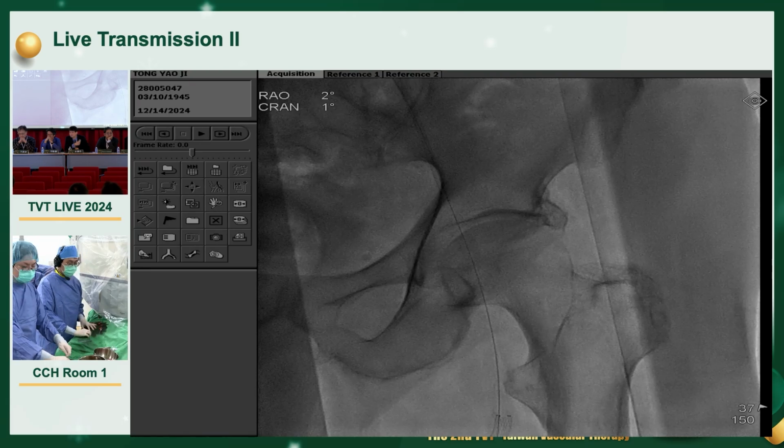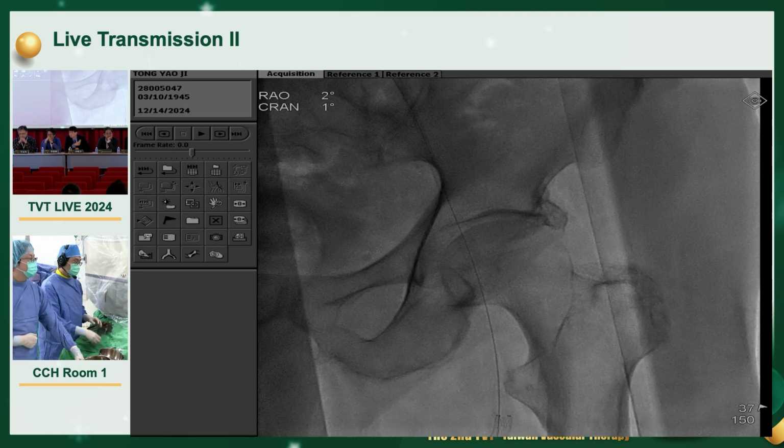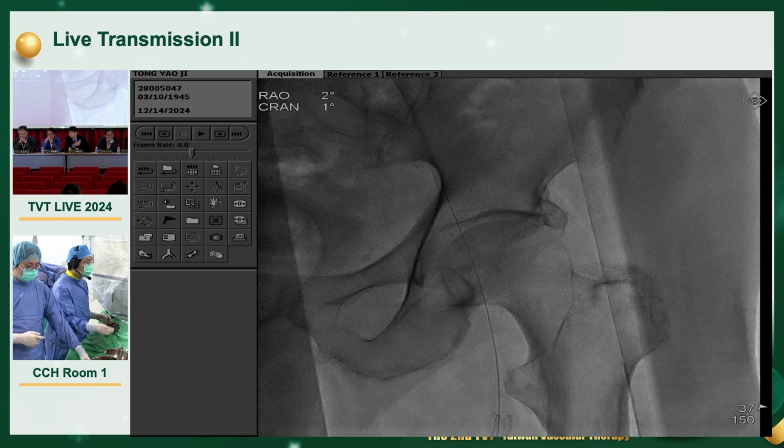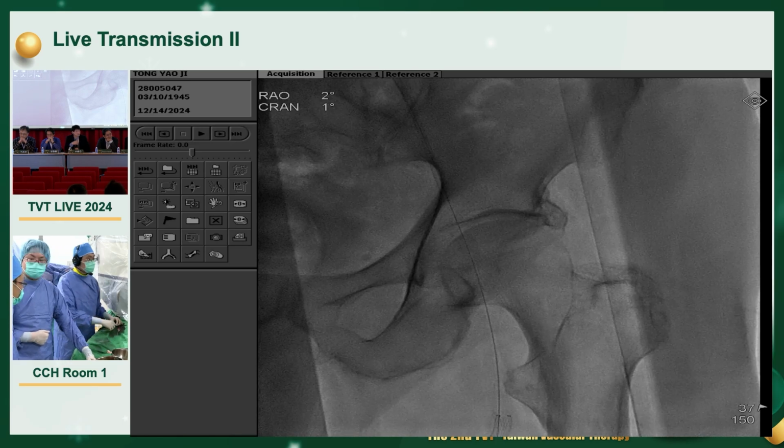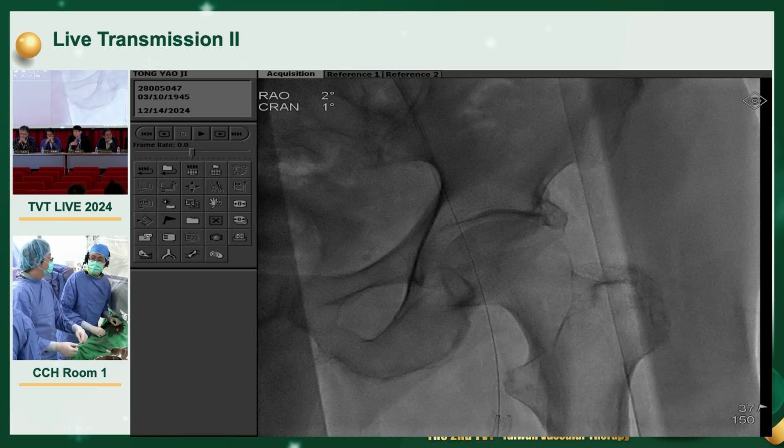Then we will do the IVUS check. And the femoral ostium will be crossed over. The profunda ostium is good, is healthy, so it may not be necessary to protect it by wiring the profunda. Okay. Now give me the second stent.